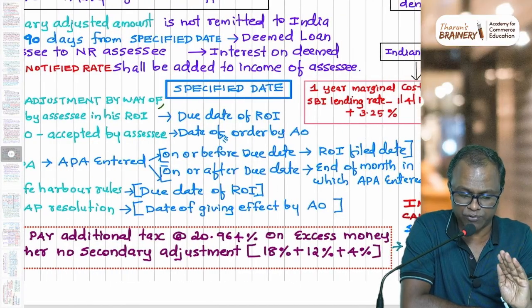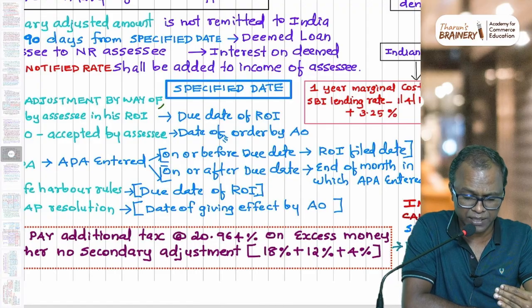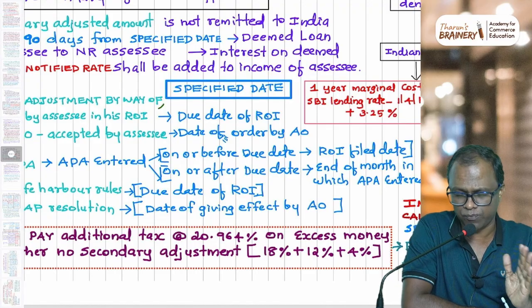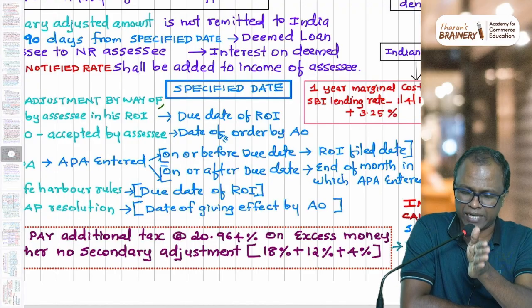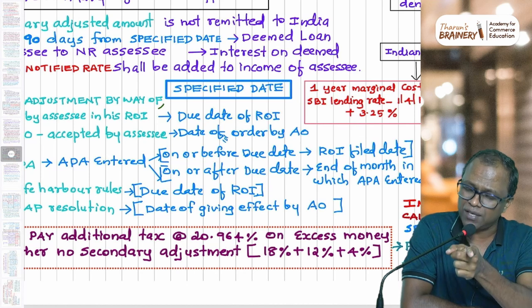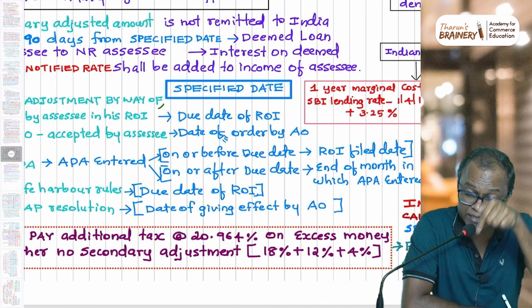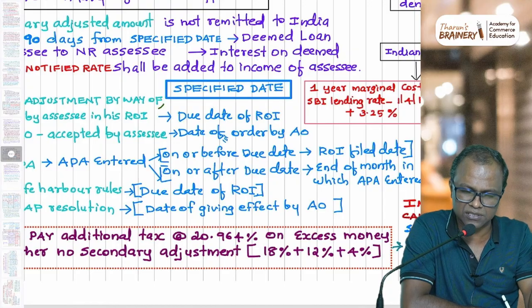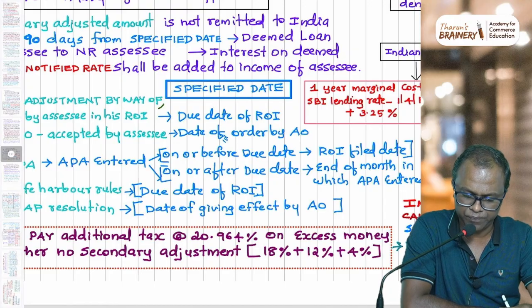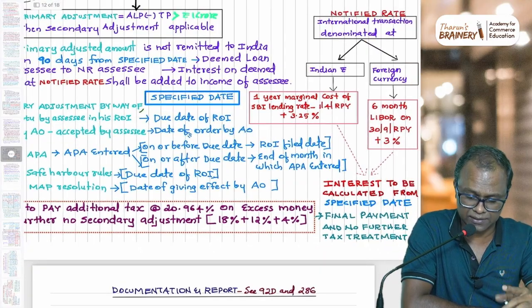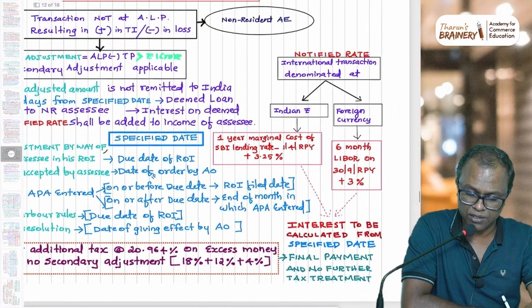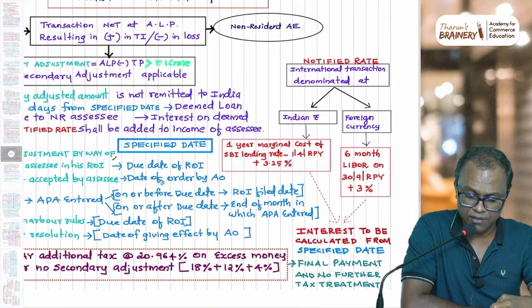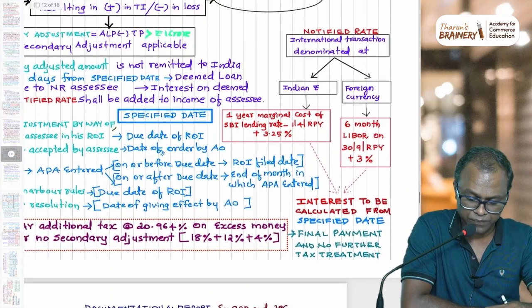And for a safe harbor rule, the due date for return of income; for MAP resolution, the date of giving effect by the AO. So generally the due date for filing ITR should be taken. If it is made by the AO, the order of the AO plus 90 days time for repatriation. But if not repatriated, interest is calculated from this date, not from the 91st day. From 30th November, 1st December onwards, interest will be calculated if it is not repatriated within 90 days. That's very important because in MCQs, while calculating interest, we make the mistake. It is calculated from the specified date.